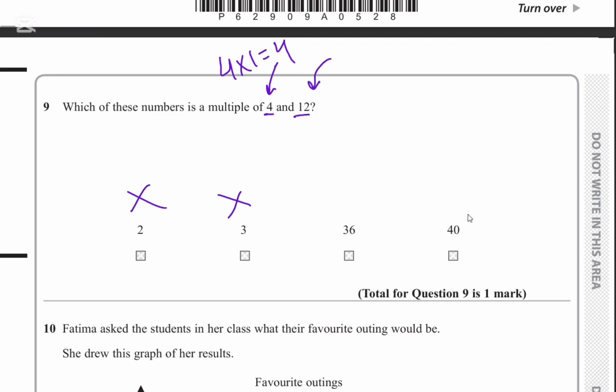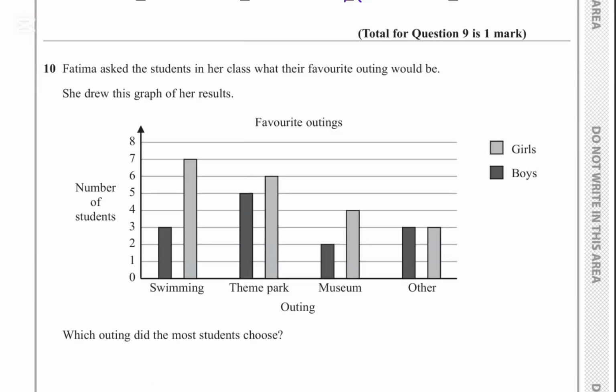Now we have 36 and 40. Well, 40 is in times table 4, but 12 is not. If you carry on times table 12, you won't have 40. But for 36, you would have 4 times 9 or 12 times 3. Both of them give you 36. That means the answer is 36. Now, here's the thing.